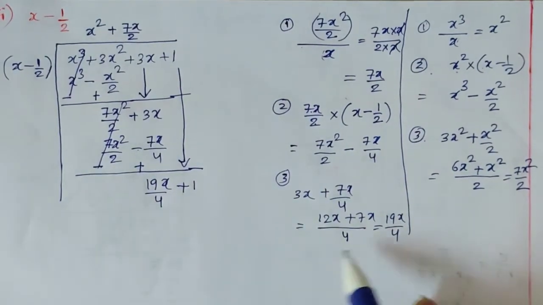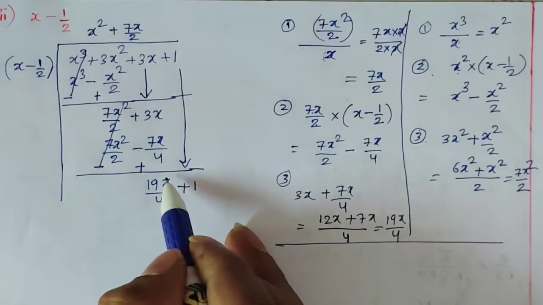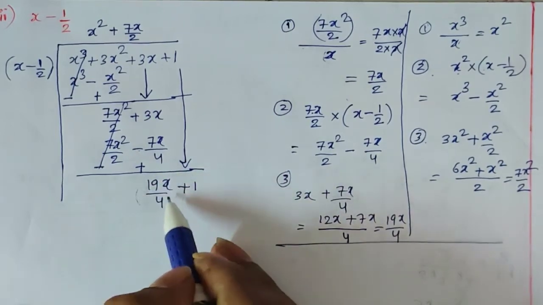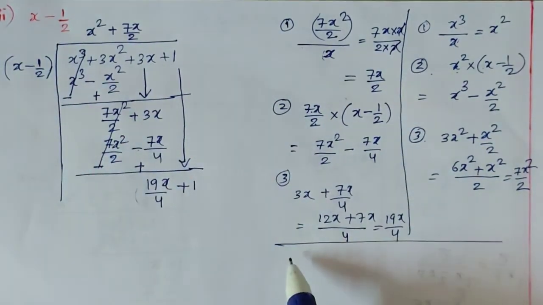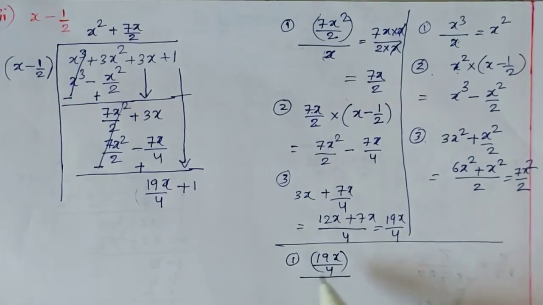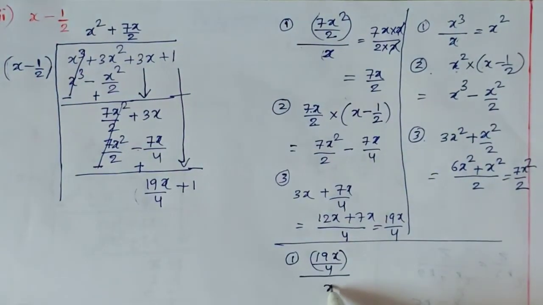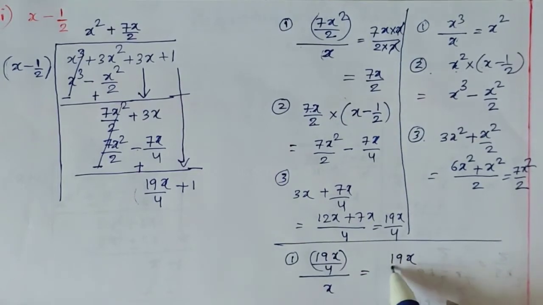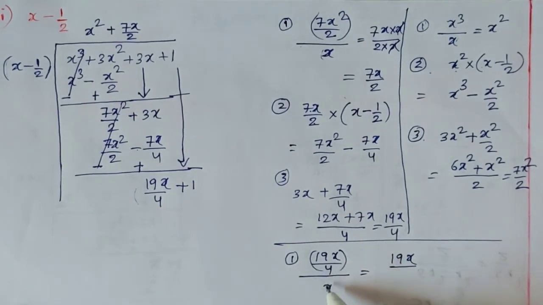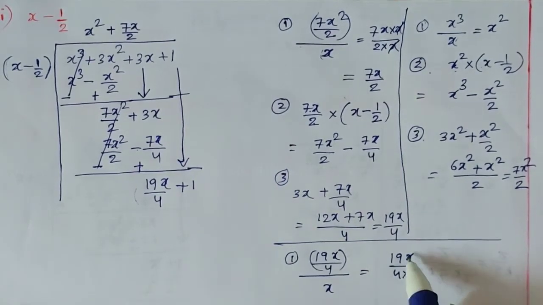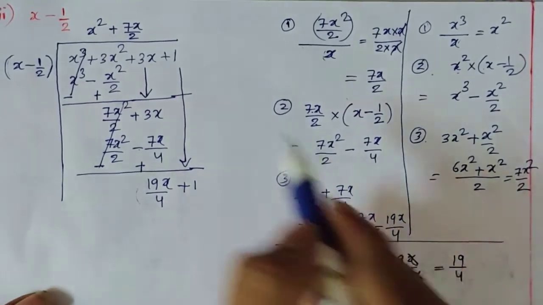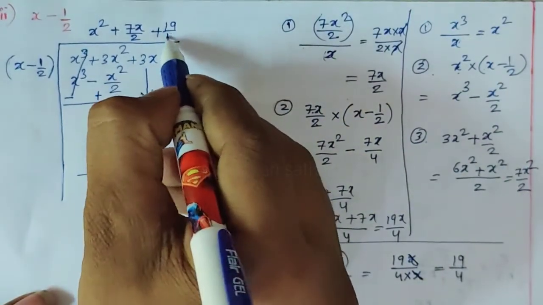Right. Now coming to this part, the first term in this is 19x by 4. This should be divided with the first term in the divisor. So 19x by 4 divided with the first term here. What is the first term? X. So it will be written 19x by, this denominator can be written here along with x. That means it will become 4 into x. X gets cancelled, you get 19 by 4. So this is quotient. So you got 19 by 4 as quotient.